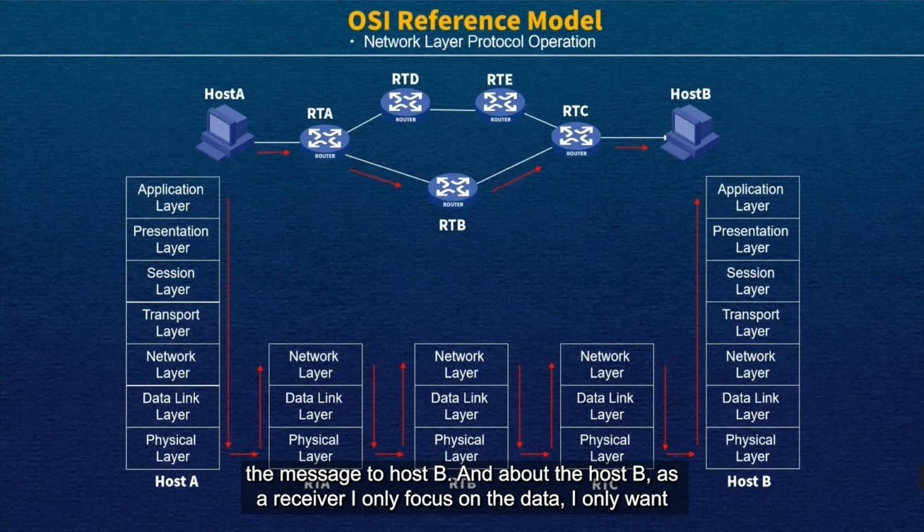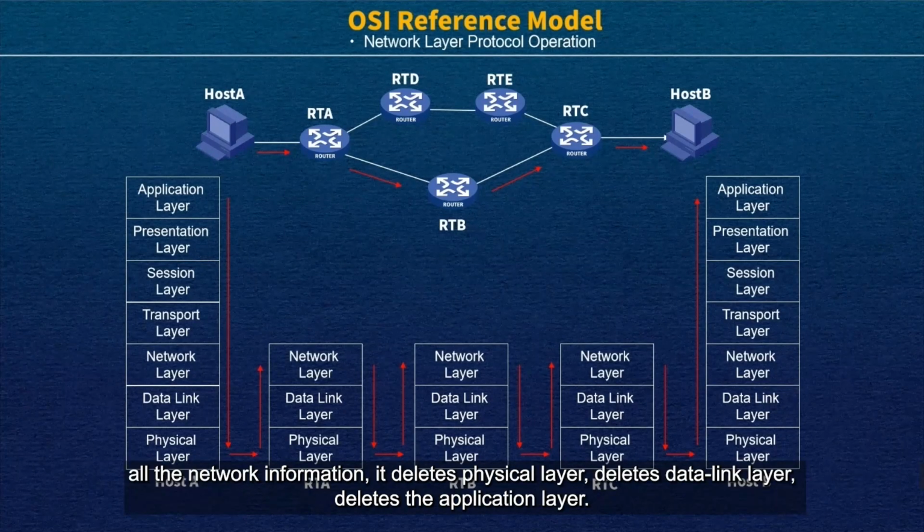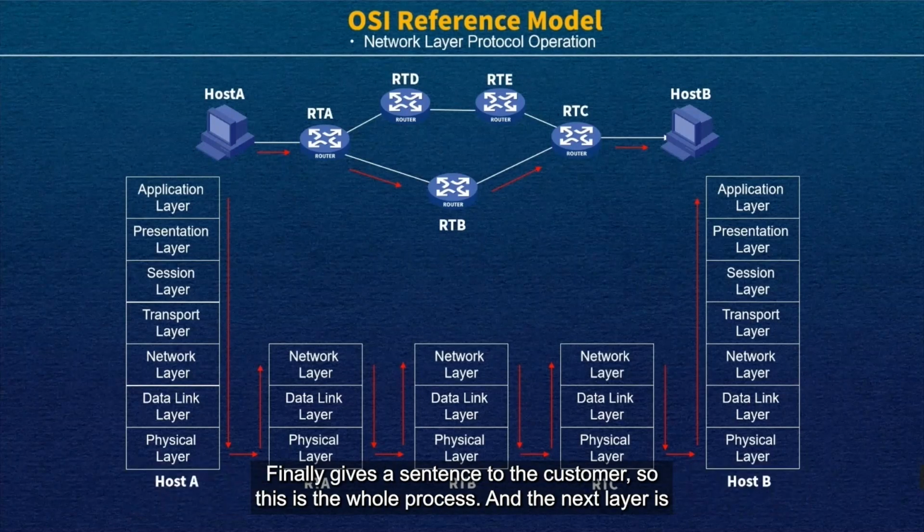And host B, as a receiver, only focuses on the data. I only want to know what time and what place we will have the dinner. So the computer will delete all the network information: it deletes the physical layer, deletes the data link layer, deletes the application layer, and finally gives the sentence to the customer. So this is the whole process.